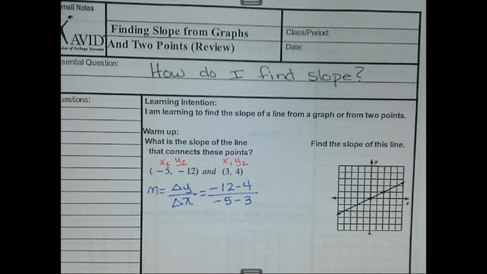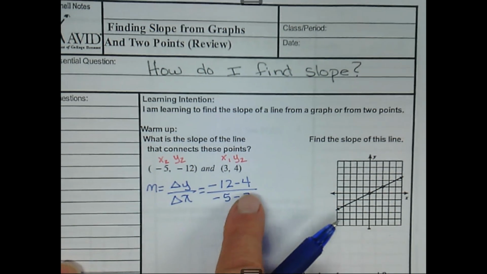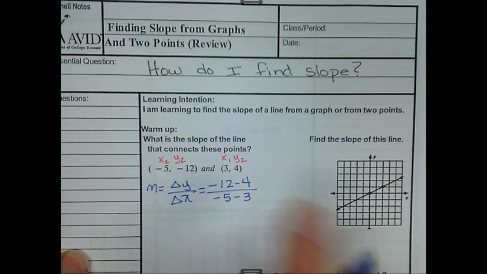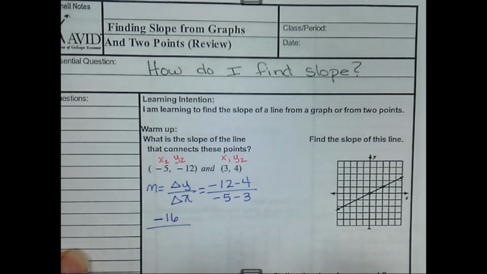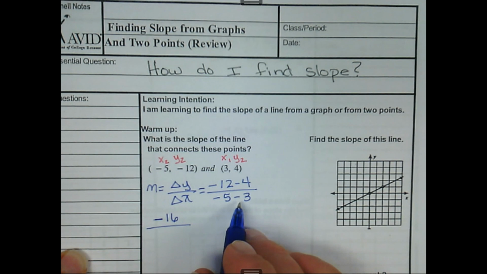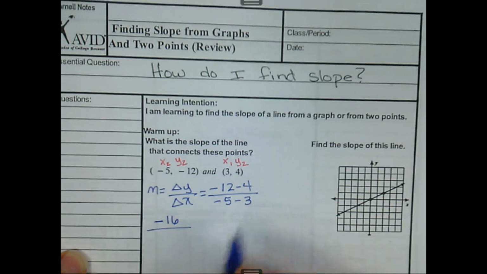Okay, is that how you got started? Is that how you set it up? If not, pause the video and see if you can analyze what you did wrong. -12 minus 4 more is -16. -5 minus 3 more is -8.